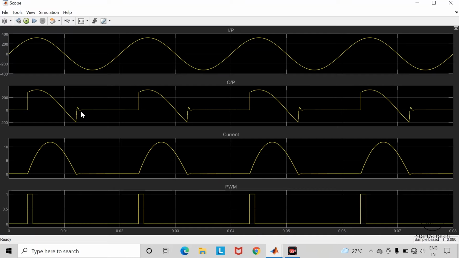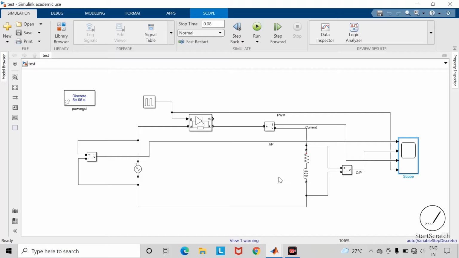So we will get some part of output voltage waveform in the negative portion as well, and due to this, the average voltage across the load will get reduced. So now let us check what happens if we connect freewheeling diode in parallel with this load.